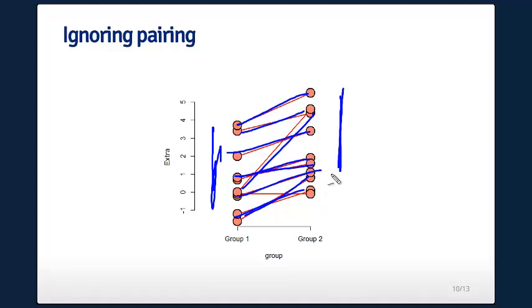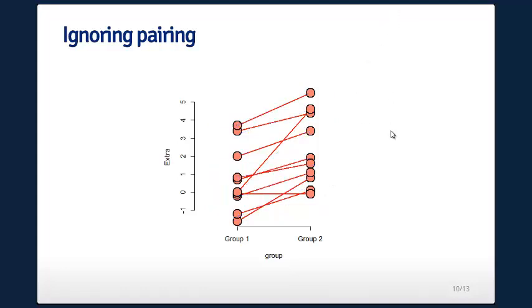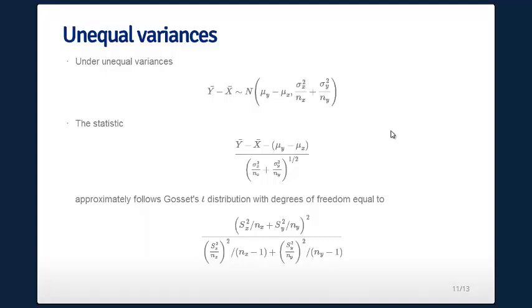So my point being, don't ignore pairing if you have pairing, because A, it's wrong, you're using the wrong variance, but B, because in some cases you can actually reduce a lot of variance. Now that's not always the case, but sometimes you can. If there's a lot of correlation between the first and the second measurement, that happens.